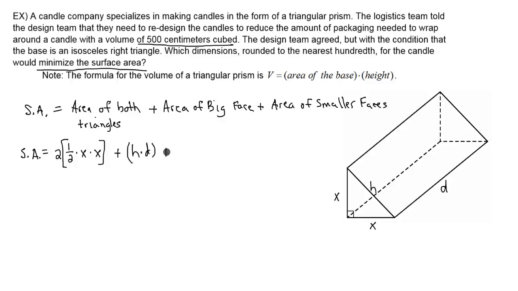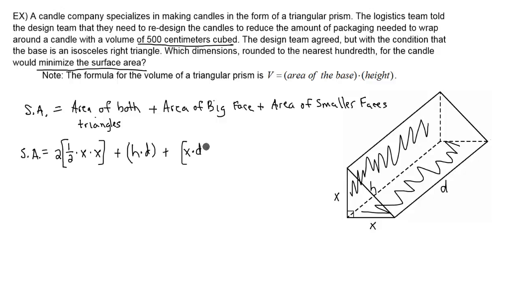And then I want to add in the area of the two smaller faces. So this bottom rectangle down here, the length times width is going to be this x times this d. So I'm going to write down x times d. And then we also have this one in the back, which is going to be an identical rectangle. So we're going to take x times d and multiply it by 2, since we have two of them.